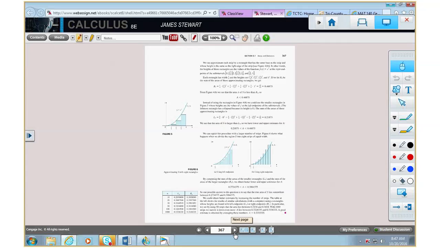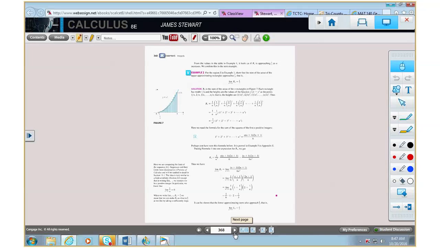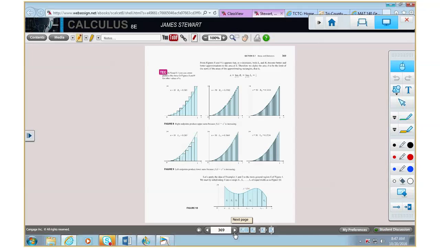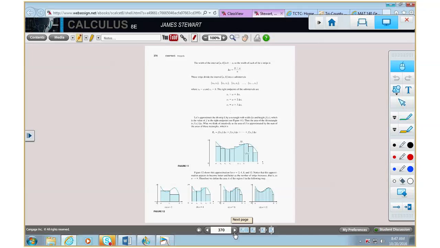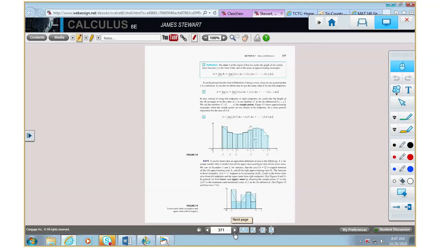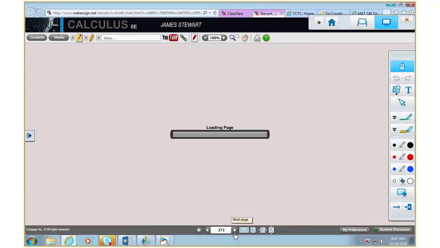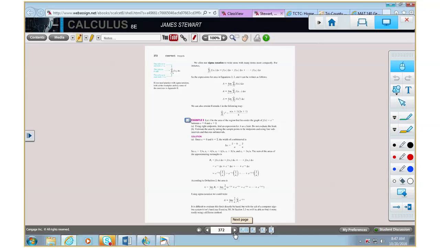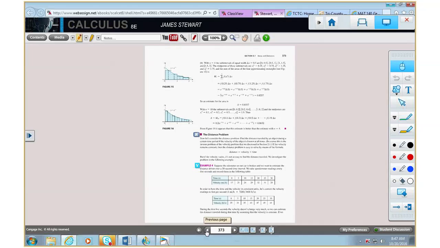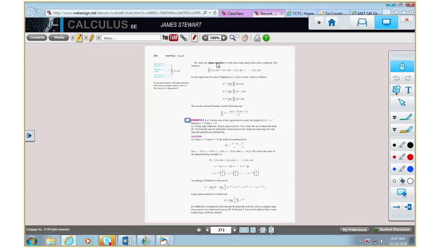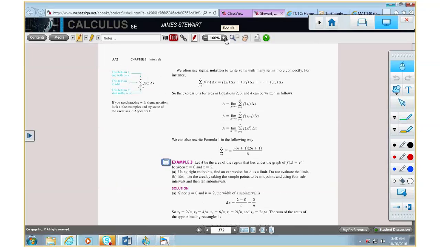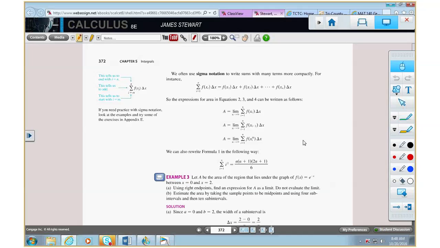Here's where they're showing you the area. And they're showing you the area here. There's part of Riemann right there. I'm just going to blow it up a little bit. Oops. That's getting close to it right there. They should give you a little blue box.